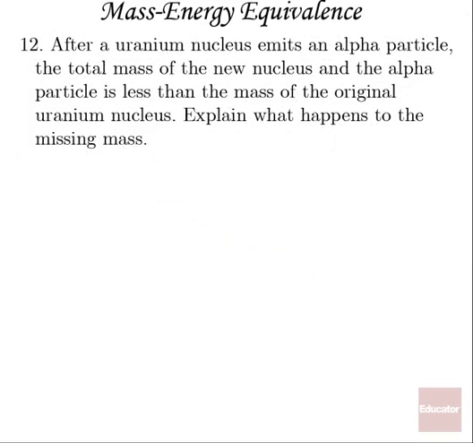All right, last one on this page. After a uranium nucleus emits an alpha particle, the total mass of the new nucleus and the alpha particle is less than the mass of the original uranium nucleus. Explain what happens to the missing mass. Well, that missing mass must have been converted into energy.